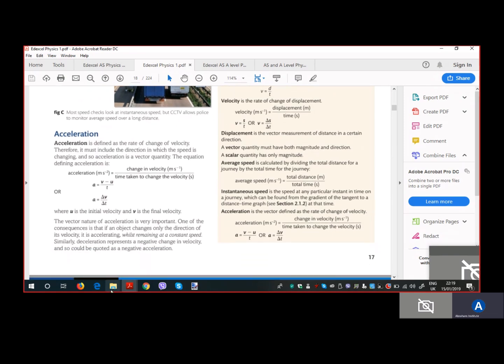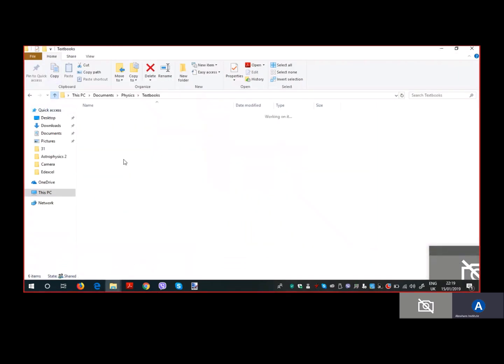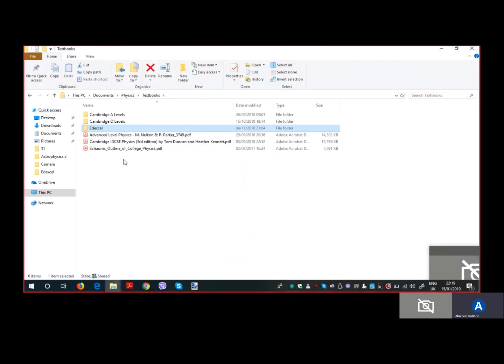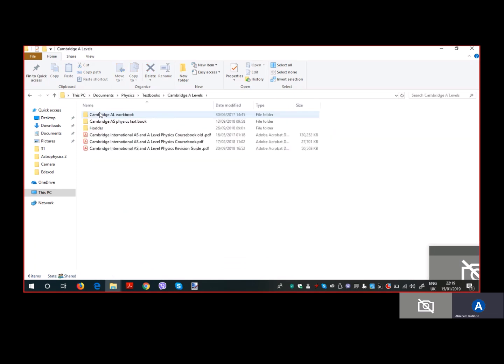Also, what I suggest is you download this Cambridge book. That is also a good book. I downloaded it from Smart Notes. I can send it, but I'm not sure whether it's, yeah, this one.